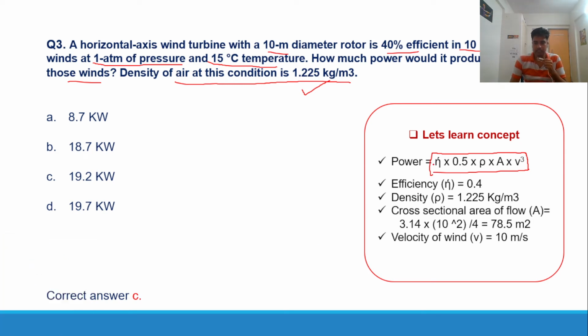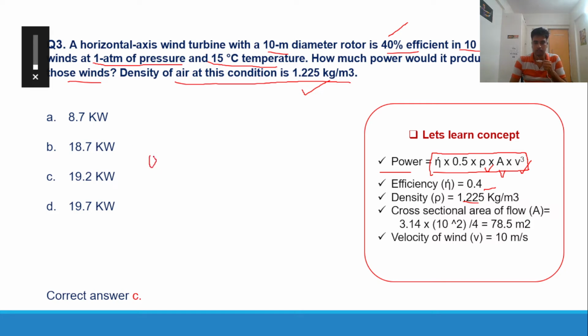This is the formula for power. So power is efficiency into 0.5 into rho, where rho is density, A is the cross sectional area of the wind turbine, and V is the velocity of wind. So we have efficiency equal to 40%, that is 0.4. Density of air is given, 1.225. Cross sectional area is calculated as pi d square upon 4, so it is 78.5 meter square, and the velocity of wind is 10 meter per second.